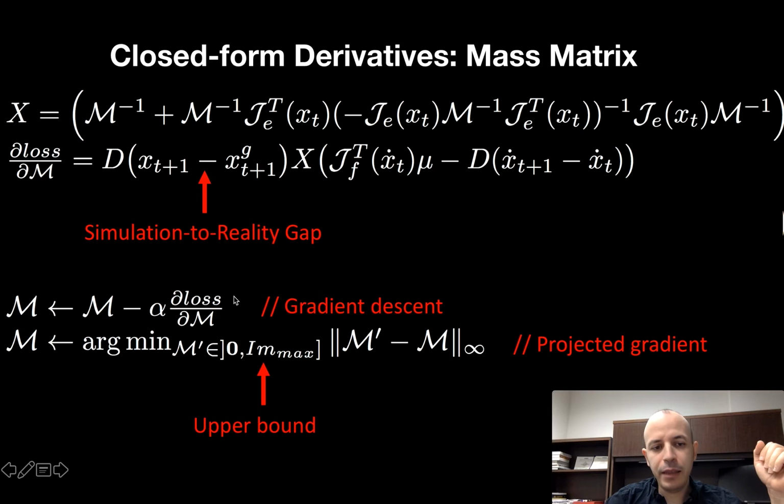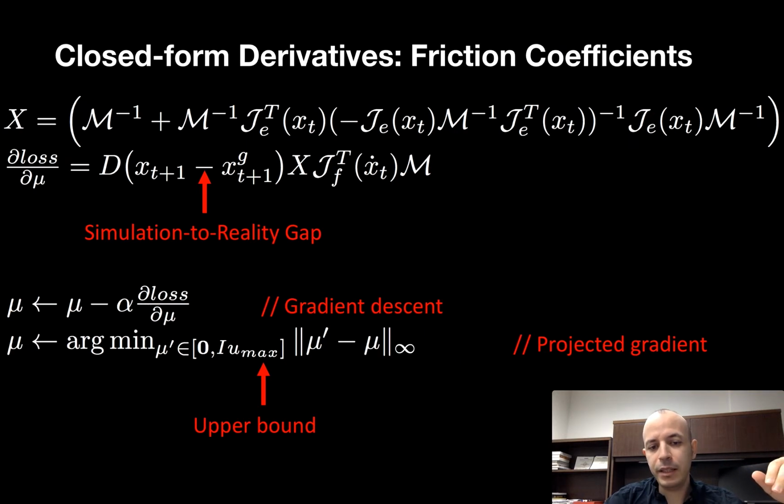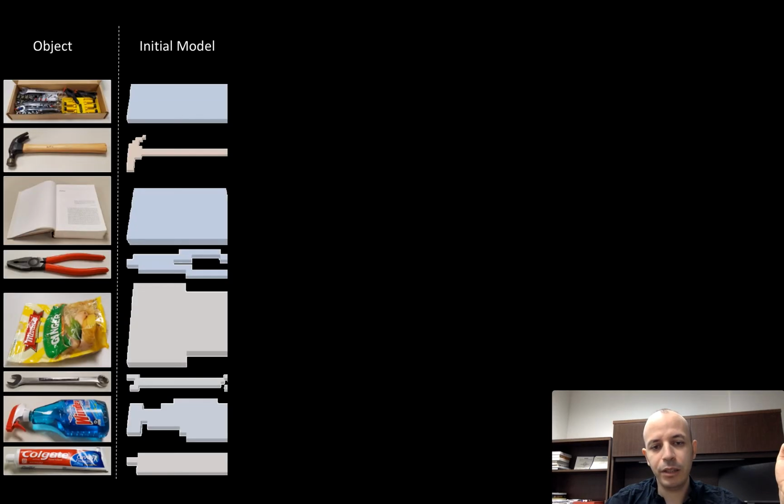So it can be solved in polynomial time. And then we can apply this gradient on the mass, and then we can do gradient descent, and then we can identify the actual mass of each component. The last step is a projected gradient, so we want to put an upper bound on the maximum mass. And this can be seen as an inductive bias, basically. And then we can do the same thing with friction. So we computed the derivative of the loss with respect to the friction coefficient of each cuboid, and this gives us the closed form solution for this derivative that we can just apply directly to identify the friction.